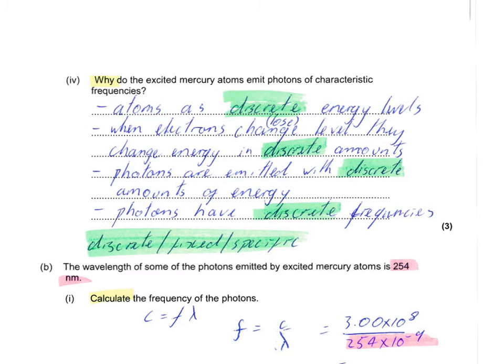They can only move precisely between the available energy levels, and therefore they can only gain, or in this case more relevantly lose, specific discrete amounts of energy. That means therefore the photons are emitted with specific amounts of energy. Okay, we can only emit photons which have got amounts of energy that match the gaps between the energy levels, and because those energy levels are discrete, we've only got these discrete amounts of energies. And then finally it's just linking that to frequency, because the frequency of the photon by E equals hf is linked directly to the energy, and therefore the photons have got discrete frequencies. In other words, you could use fixed, specific as well there as discrete.